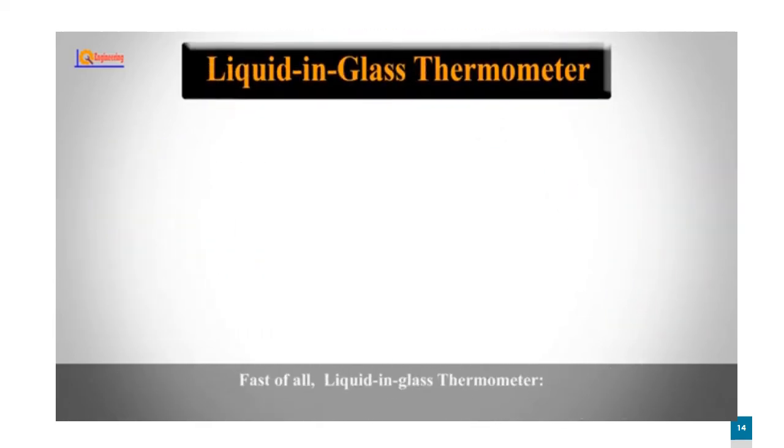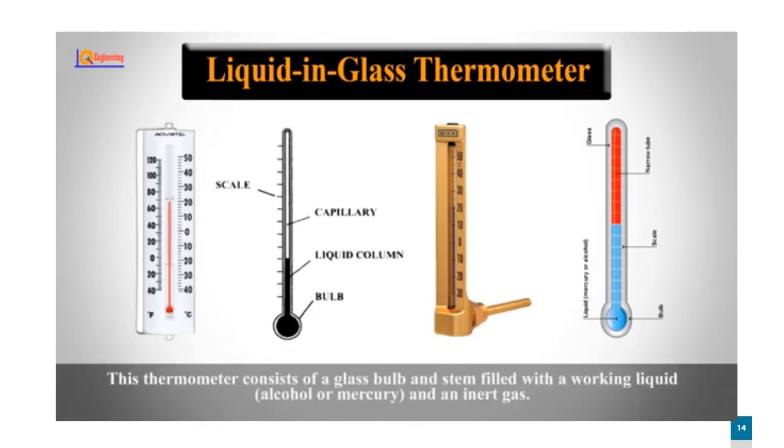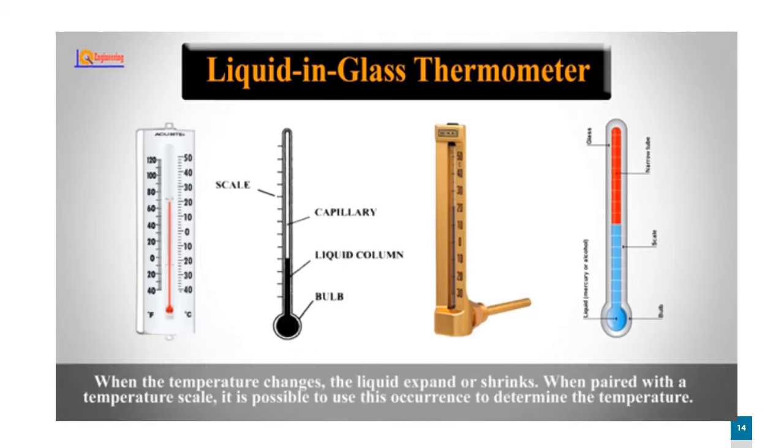First of all, liquid in glass thermometer. This type is the oldest and the most common kind of thermometer. It is used almost everywhere, and its principle of operation is very simple. This thermometer consists of a glass bulb and stem filled with a working liquid and an inert gas. When the temperature changes, the liquid expands or shrinks. When paired with a temperature scale, it is possible to use this occurrence to determine the temperature.